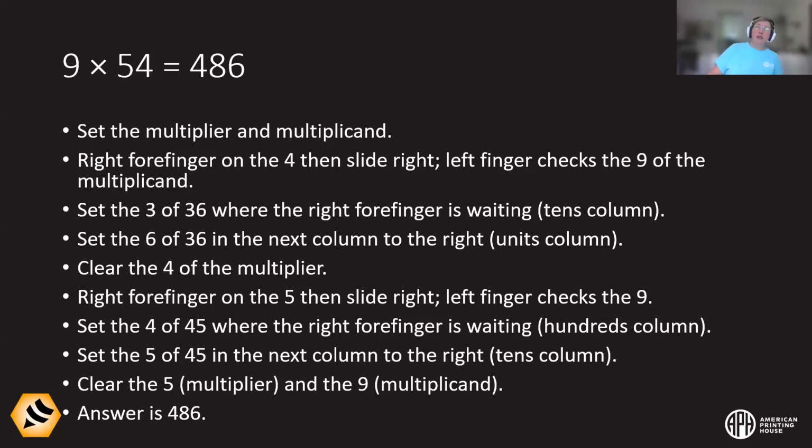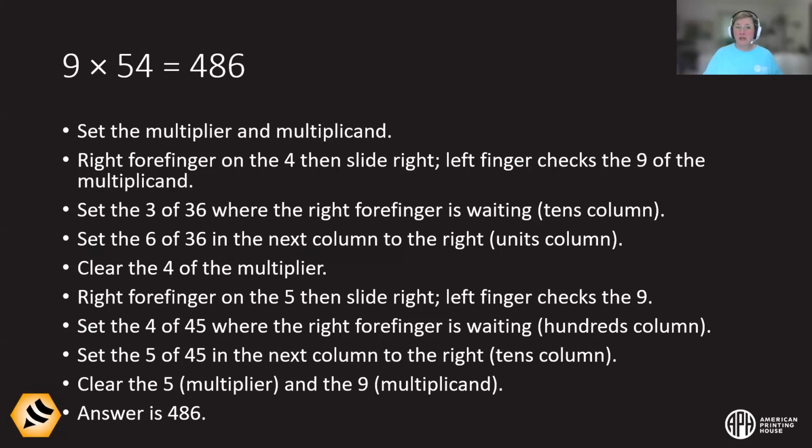Oh, Joan, thank you. Sometimes I read numbers that aren't there. 9 times 54. Thank you. 9 times 54. We get a very different answer if it was a different number. Set 9 times 54. Slide your right forefinger on the 4 and then slide it to the right. Your left forefinger checks the 9.